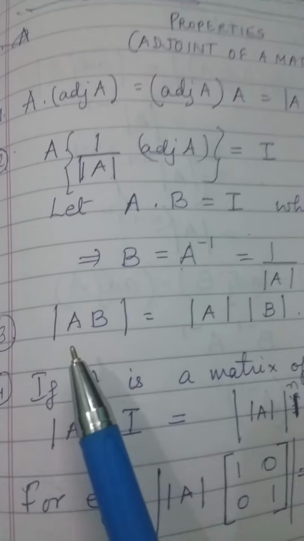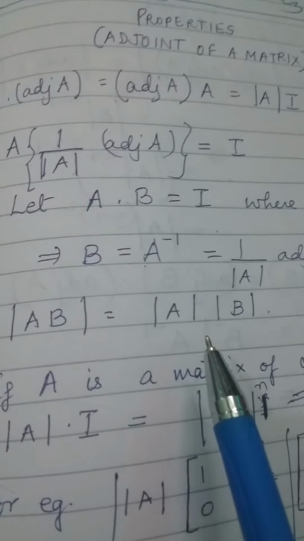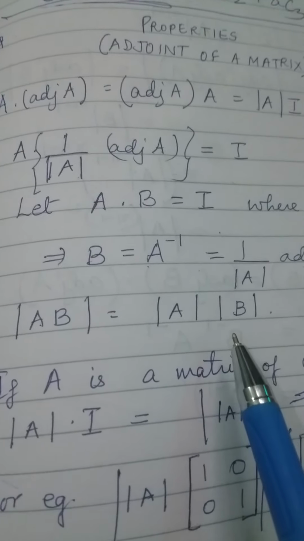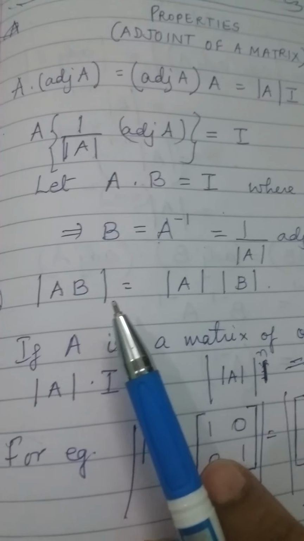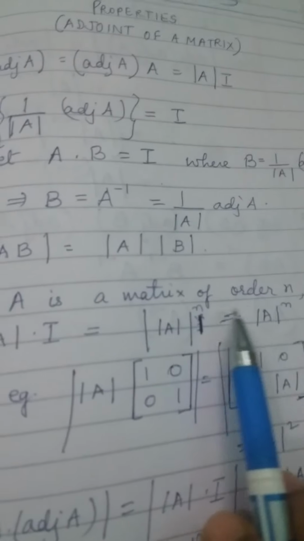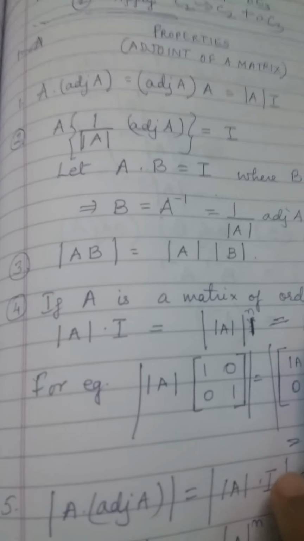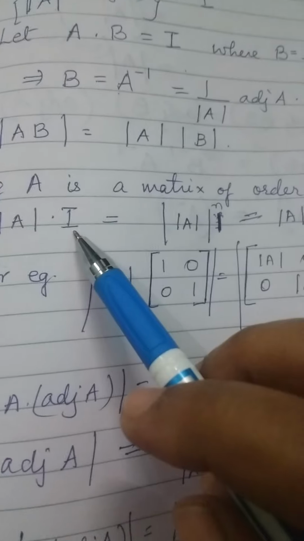Another property related to matrices is that determinant of AB is equal to determinant A into determinant B, if these two matrices are non-singular. Now if A is a matrix of order n, then I is also a matrix of order n.